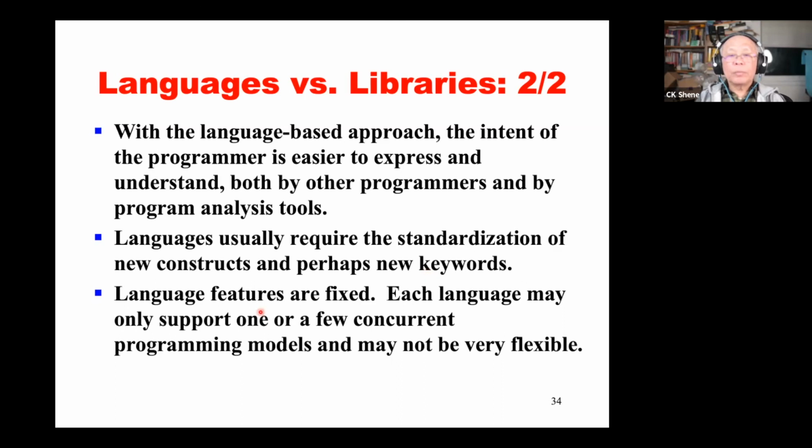In a language, language features are fixed from standard to standard. Each language may only support one or a few concurrent programming models. For example, Ada supported message passing. So you have to model all the concurrent needs based on message passing. Java has so many concurrency and synchronization features though, but it's so scattered around. Many people complain about its monitor implementation, it's so weird. So once you have something weird there, it's very difficult to change because people have been used to it. So each language may only support one or a few concurrent programming models. It may not be very flexible.